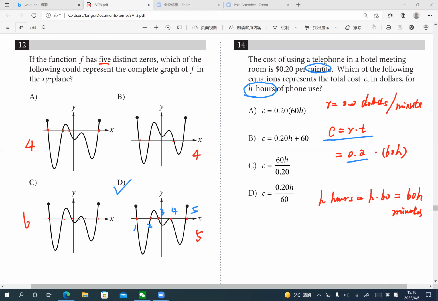So first we need to convert each hour into minutes. So each hour equals h times 60 minutes, which is 60h minutes. Then we can plug 60h into our formula. We get 0.2 times 60h dollars. So we should choose option A.